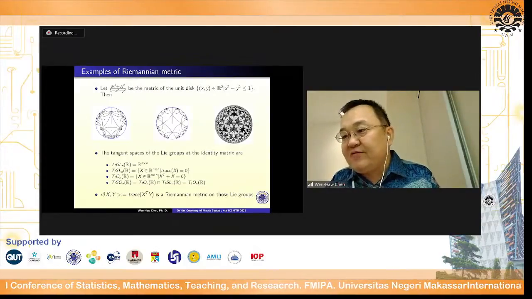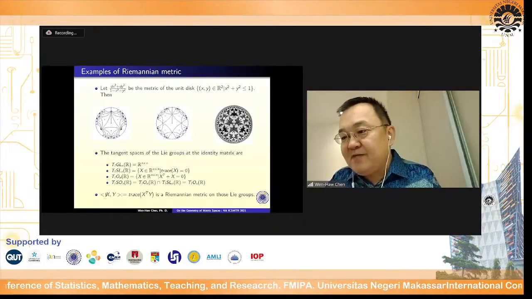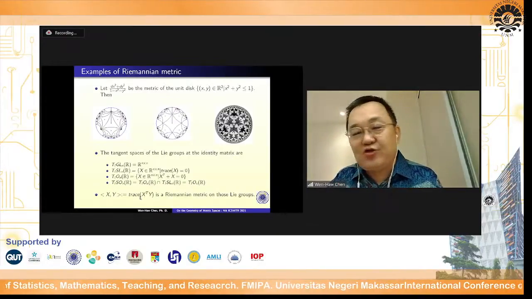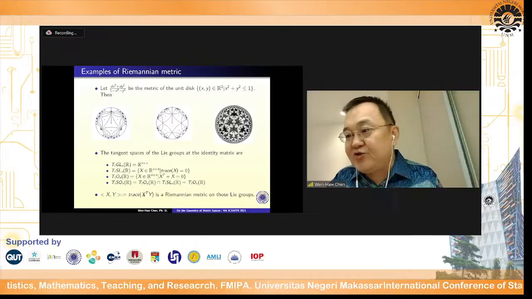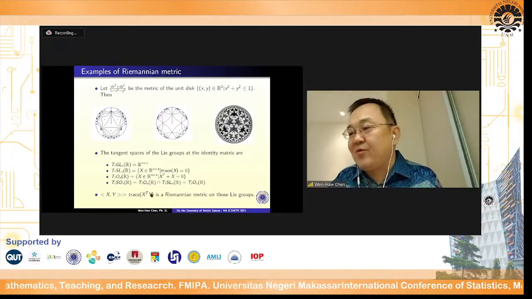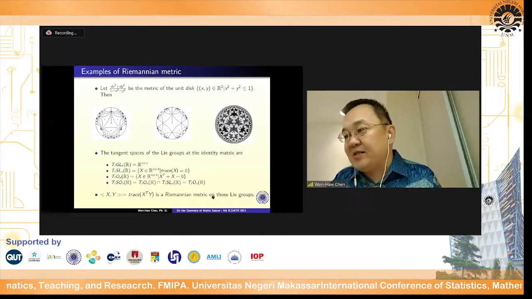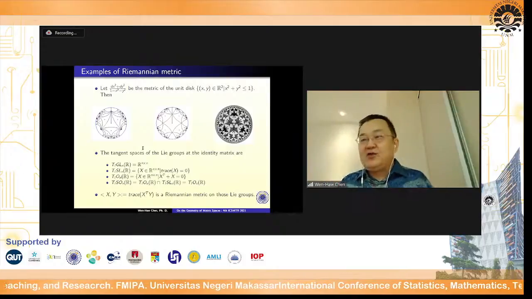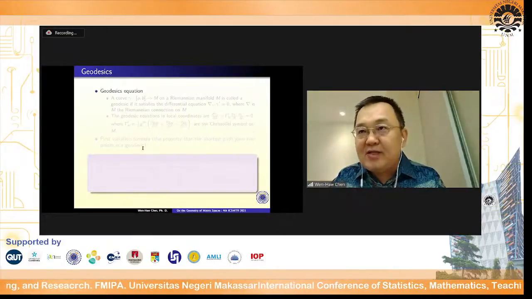If two tangent vectors, we define the inner product just as the trace of the product of the transpose of X and Y, which is the Riemannian metric on those vectors. Okay.